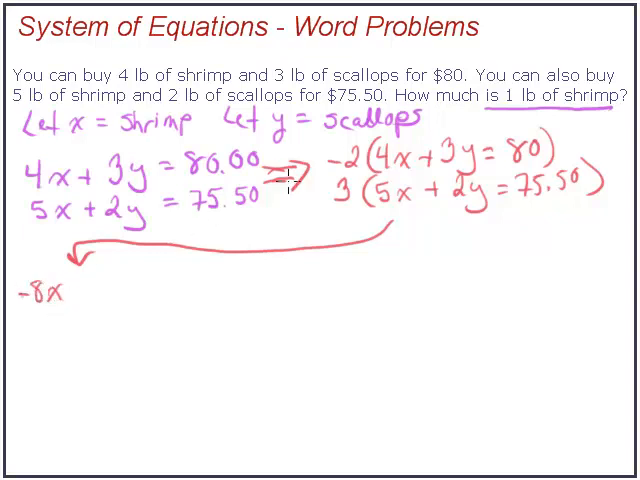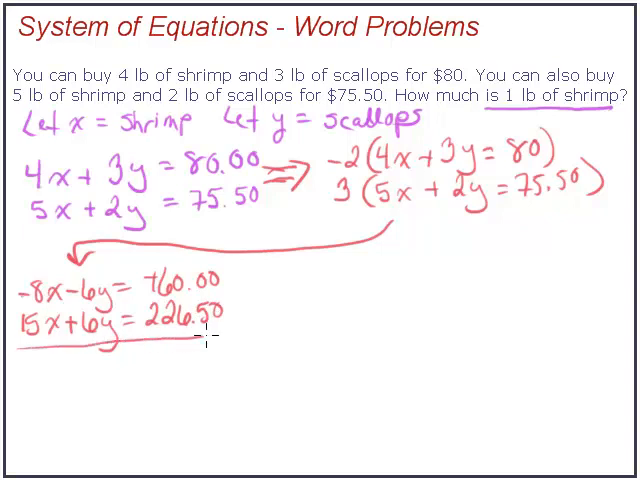We're going to use our distributive property for everything. So -8x, -2 times 3y is -6y, and -2 times 80 is -160. And then 3 times 5 is 15x, 3 times 2 is 6y, and 75.50 times 3 is 226.50. Alright, so as we do this, these will cancel out. -8 and 15 is 7x. And -160 and 226.50 is 66.50.